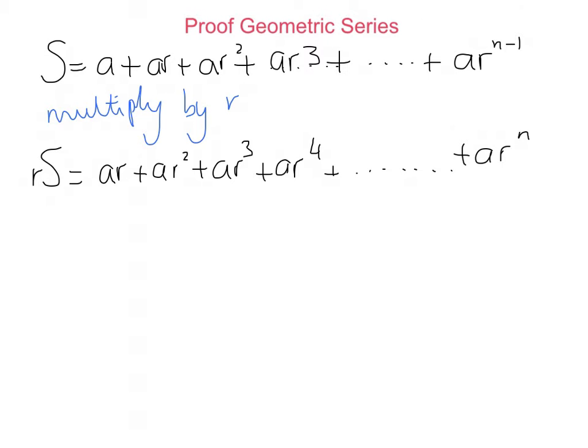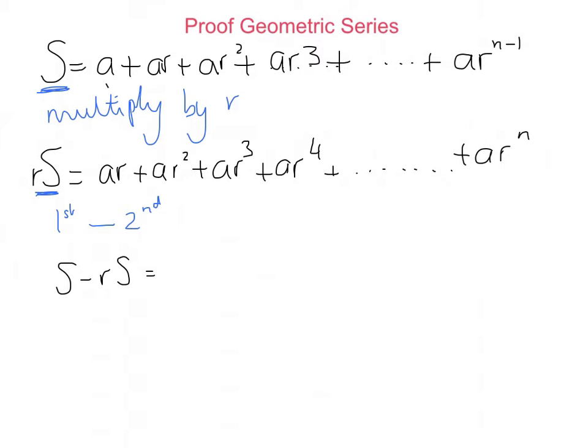Now what we're going to do is do the first equation that we wrote minus the second equation that we wrote. So that gives us this minus this, S minus RS equals. Now let's just start writing them down. I've got A plus AR squared plus AR cubed, minus AR, minus AR squared, minus AR cubed.